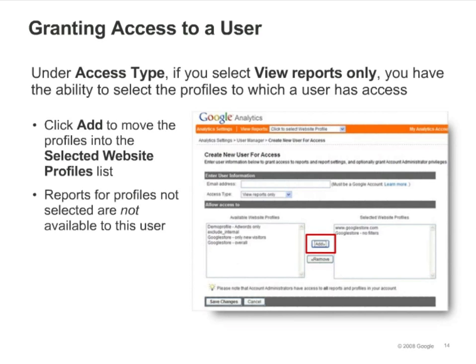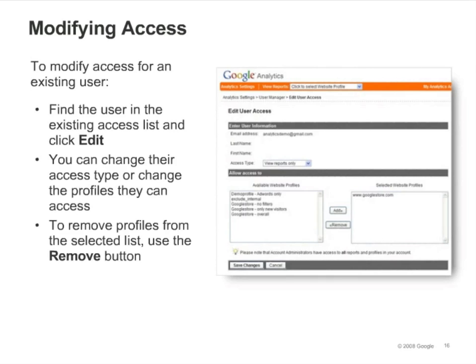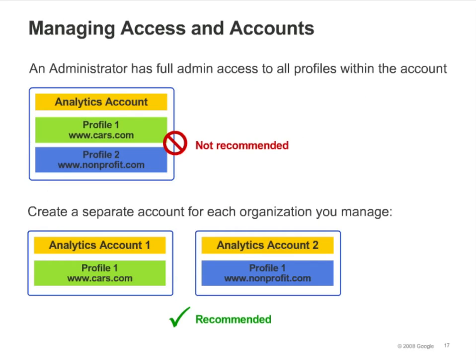To edit the access settings for an existing user, go to the User Manager and click Edit next to the user. You can change their access type, and you can add or remove access to specific profiles. Select the profiles you would like to remove report access to and click on the Remove button. Remember that an administrator has full administrative access to all profiles within the account.